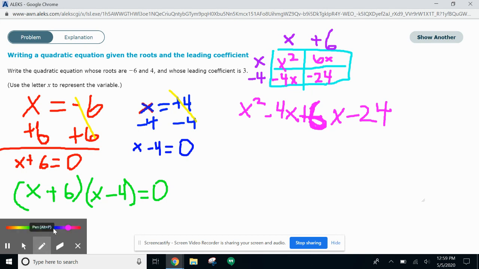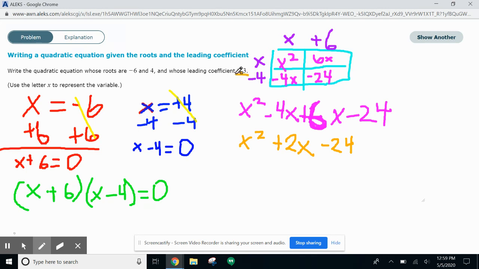So I have these two terms in the middle here that I want to combine. Now I have x squared, negative 4x, positive 6x. That leaves us with a combined total of positive 2x minus 24. And that is almost our final answer because we still have this coefficient 3. What are we doing with this coefficient 3?